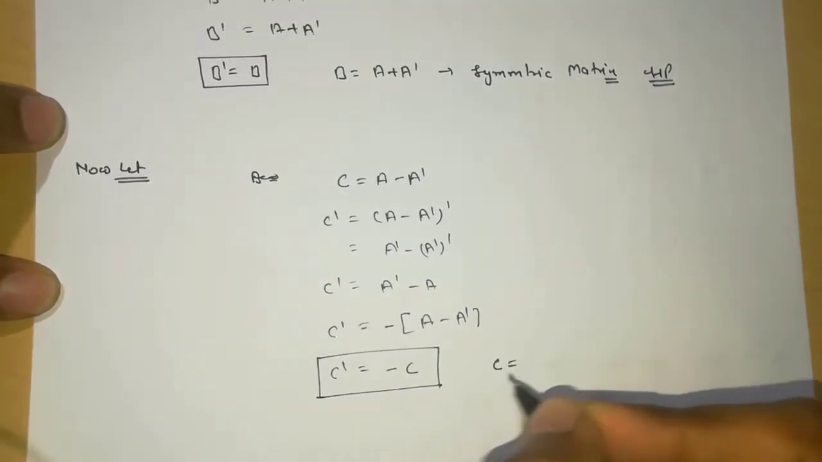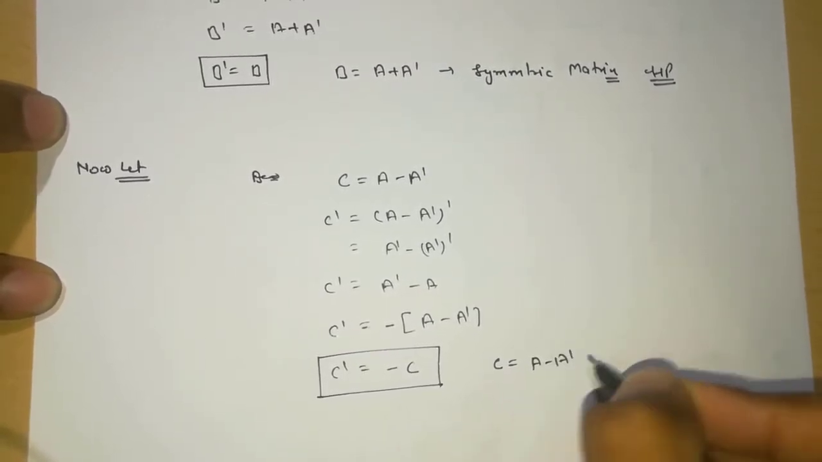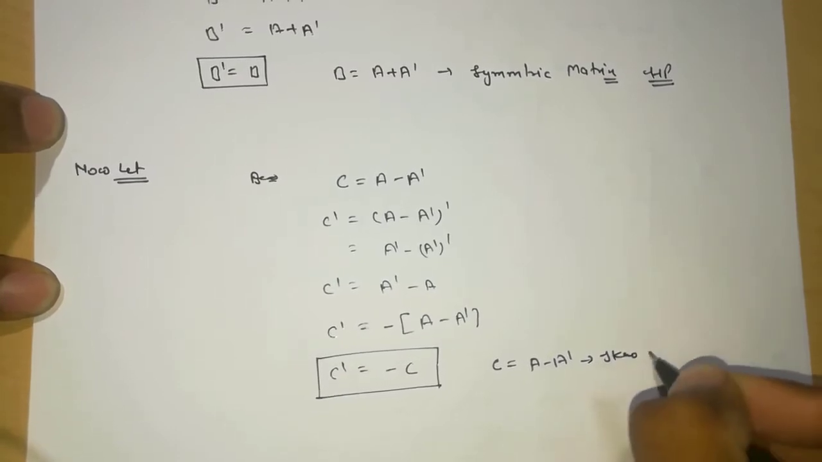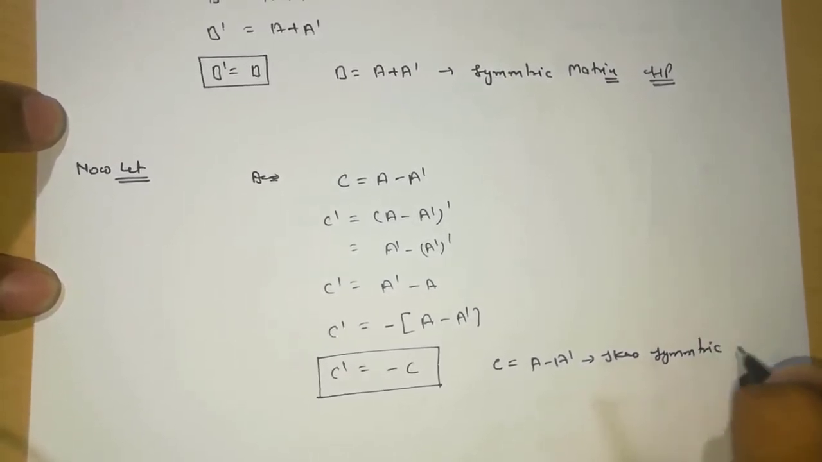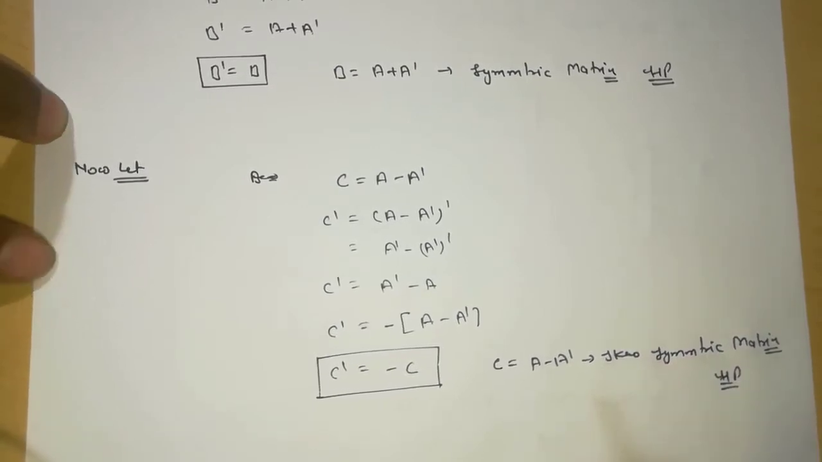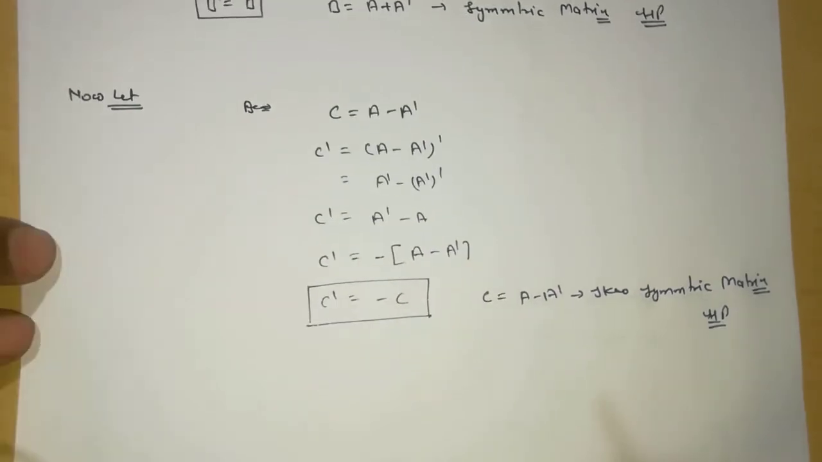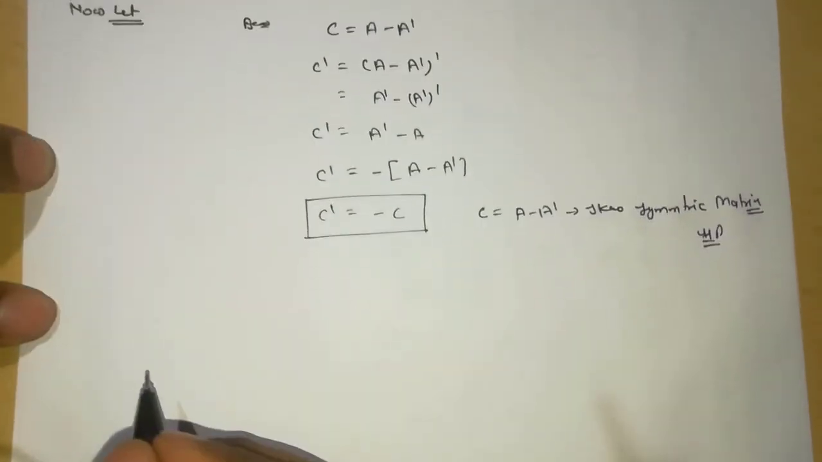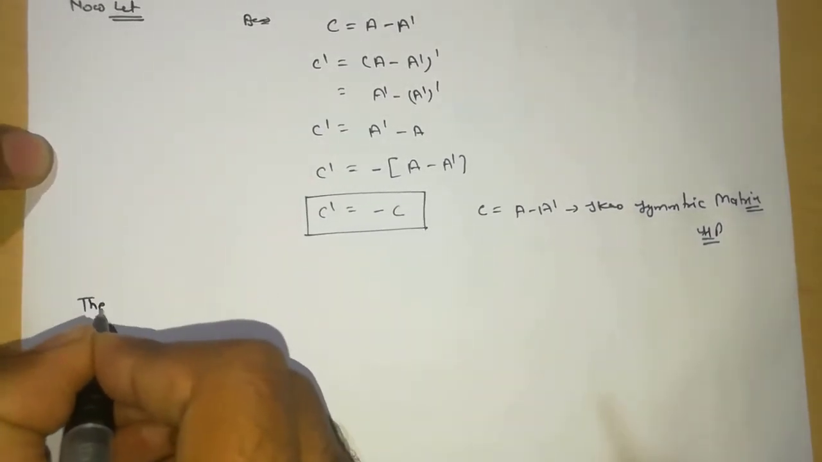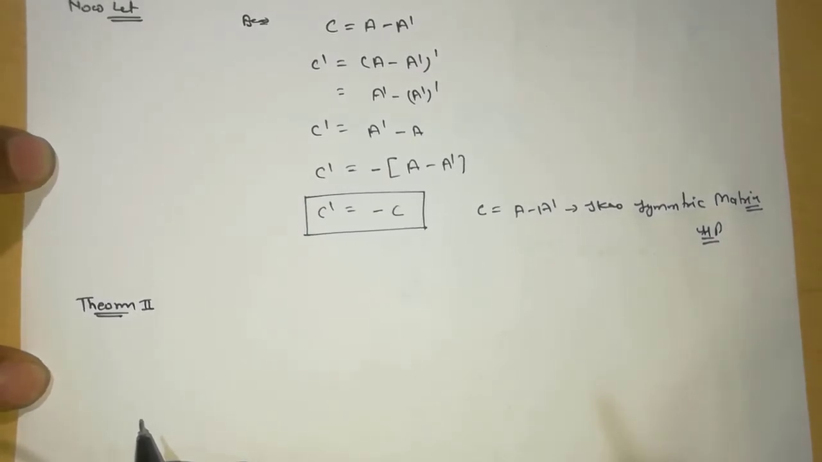So C satisfies the condition of a skew symmetric matrix. So C, which is A minus A dash, is a skew symmetric matrix. Hence proof. Okay, now the second theorem. The second theorem is: any square matrix can be expressed as the sum of a symmetric and a skew symmetric matrix.